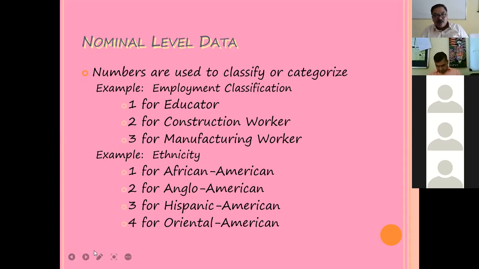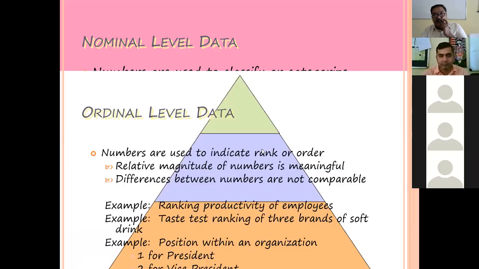Here, I have also given a second example, like 1 for African American, and 2, 3, 4 for the other groups such as Anglo American, Hispanic American and Oriental American. So giving 1 doesn't mean that African American is superior to the Anglo American, Hispanic American or Oriental American. No, it doesn't mean anything. Just to identify some characteristics and to classify the group, you have given the numbers.